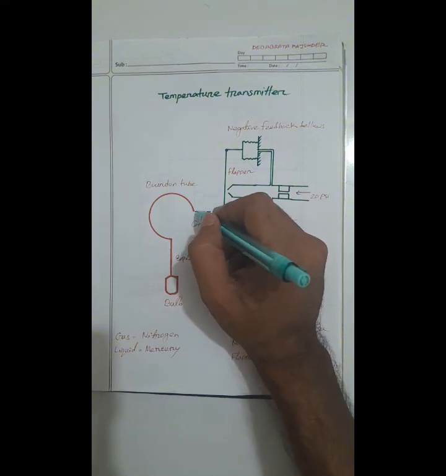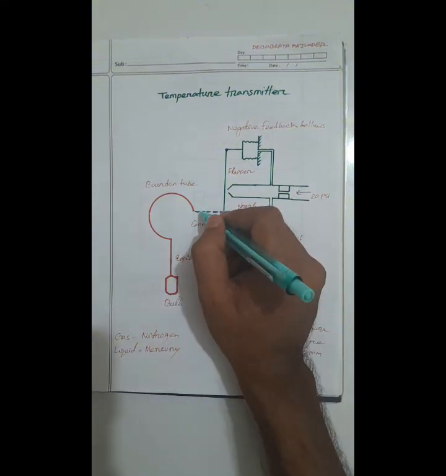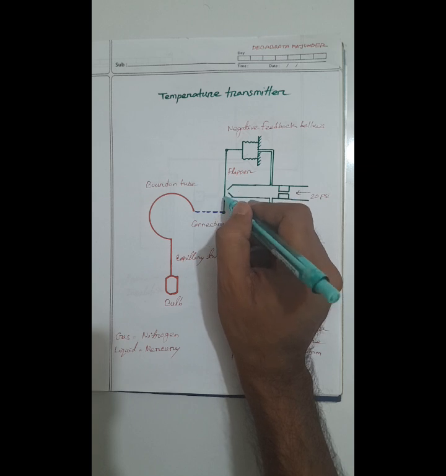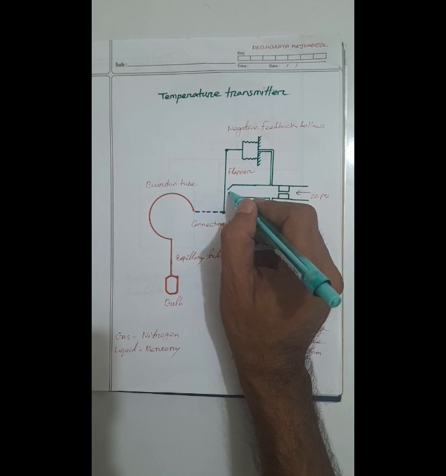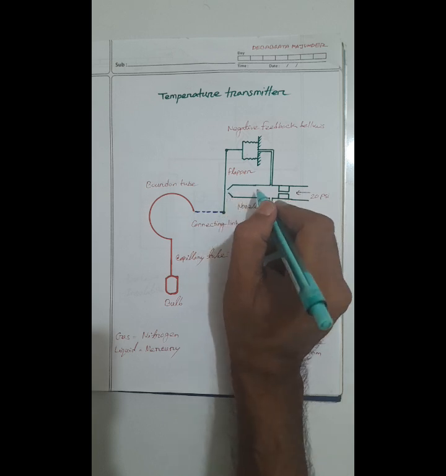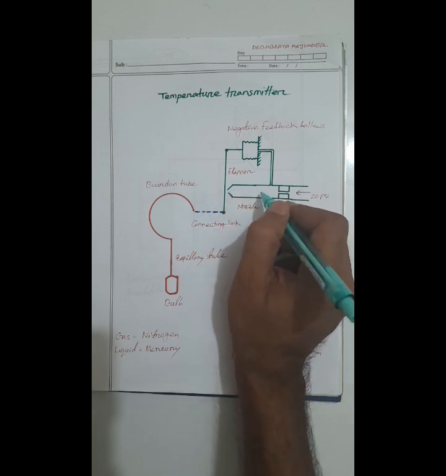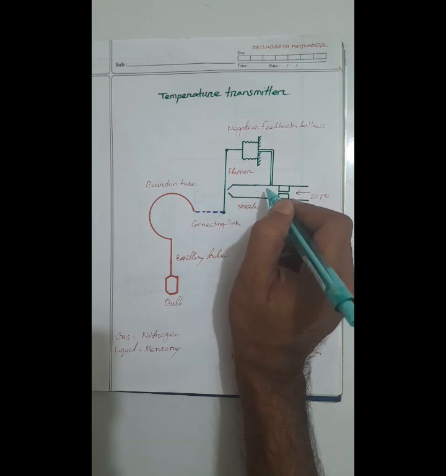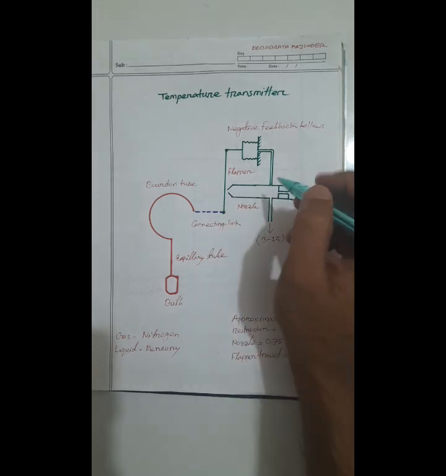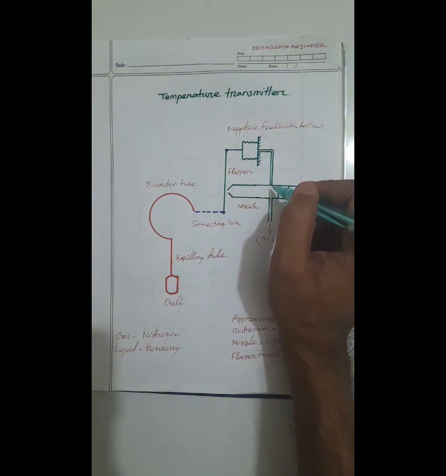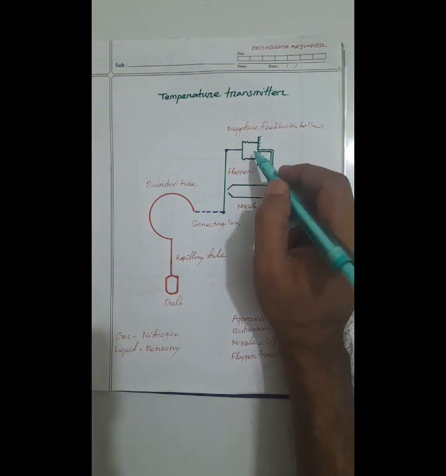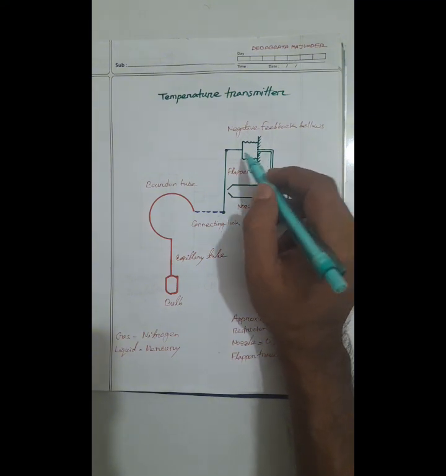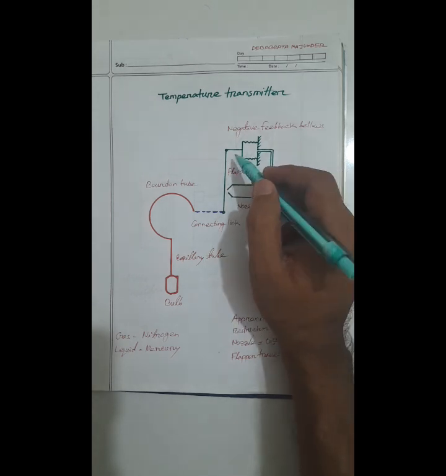Whenever the temperature increases, the flapper comes closer to this nozzle. As the flapper comes closer to this nozzle, the back pressure of this nozzle is increased. According to this, the output signal will come to this feedback bellows and causes the flapper to return to its equilibrium condition.